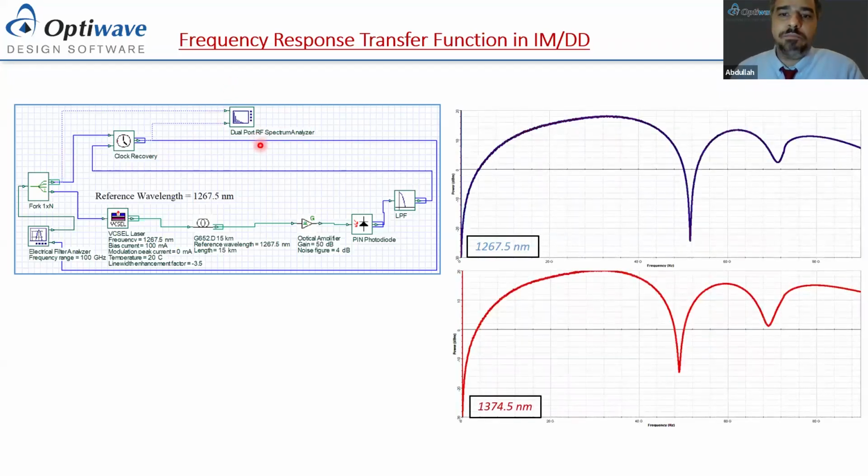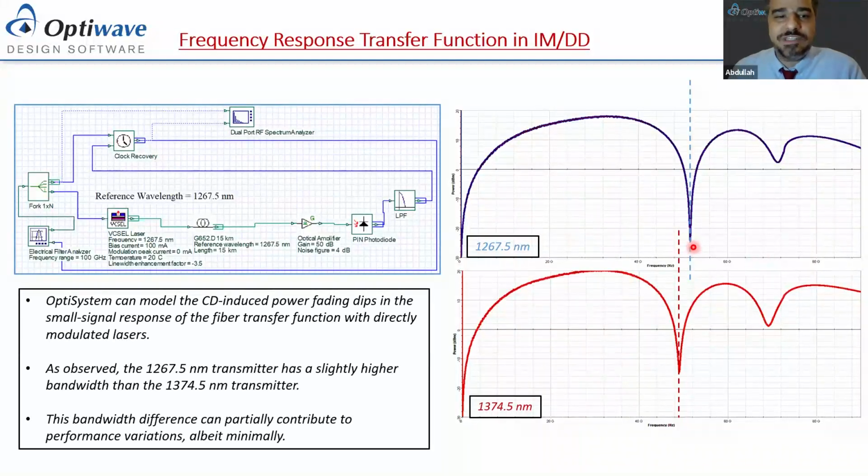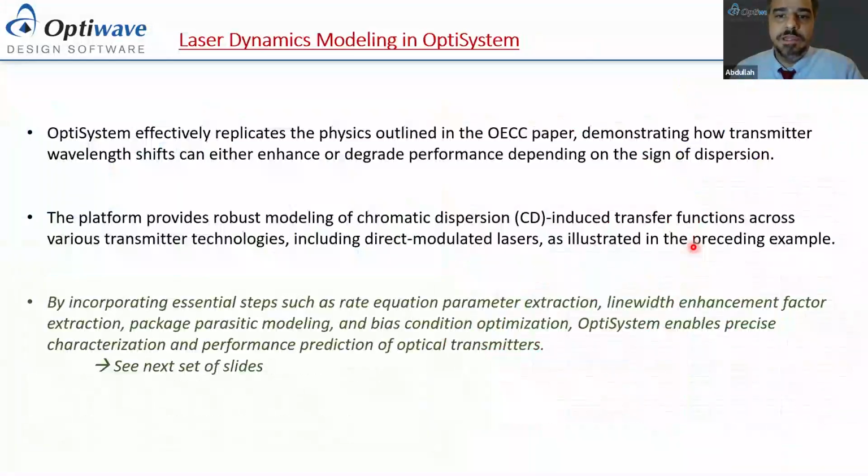By way of an example, if we set the parameters of the previous transmission simulation to 1267.5 nanometers and 1374.5, you can see that there's a slight improvement in the bandwidth of the null point when you have this negative alpha and negative dispersion. So this is certainly a contributing factor to the experimentally observed enhancement seen by Dr. Chen and his colleagues, and it also demonstrates part of this improvement in dB that we observe in OptiSystem. So what we've shown so far is that OptiSystem can effectively replicate some of the physics outlined in other publications and has the ability to be a robust modeling tool.